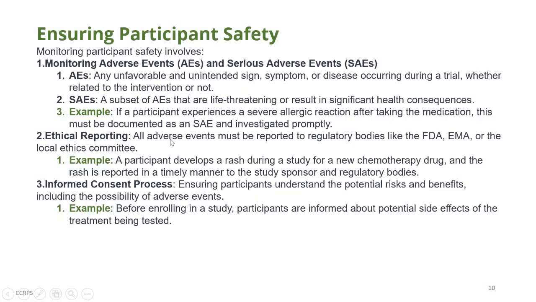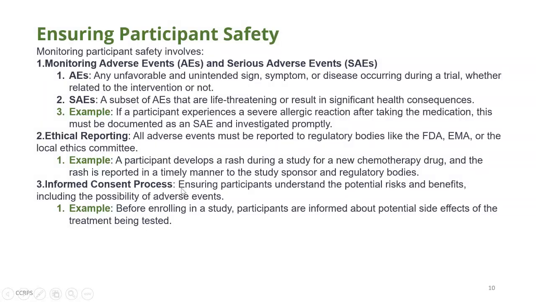Ethical reporting: all adverse events, AEs, must be reported to regulatory bodies like the FDA in the USA or EMA in the European Union, or the local ethics committee. Example: a participant or subject develops a rash during a study for a new chemotherapy drug, and the rash is reported in a timely manner to the study sponsor or regulatory bodies.